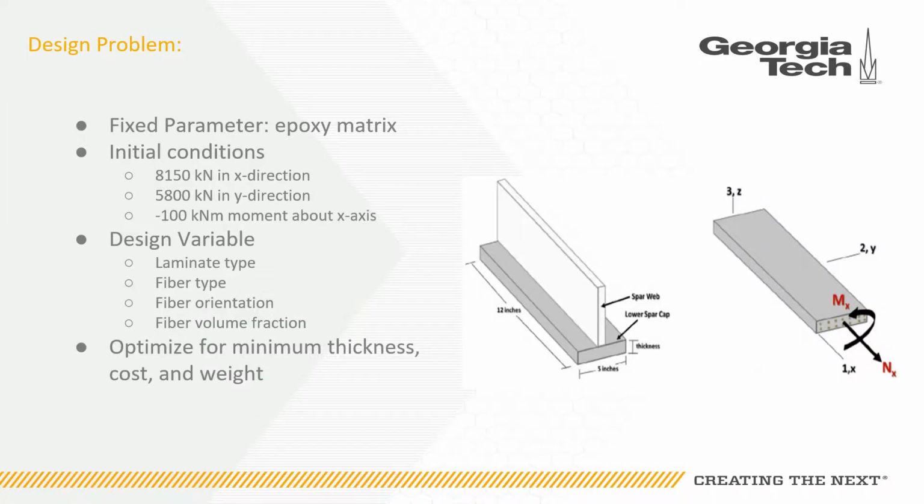It was required that the spar cap be made from an epoxy matrix and be able to handle the loads and moments shown here. The layout of the spar cap shown on the right has dimensions of 12 by 5 inches with a variable thickness. The thickness, along with the cost and weight, are to be minimized by adjusting the design variables of laminate type, fiber orientation, and fiber volume fraction.